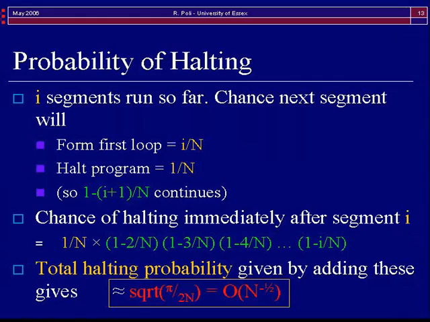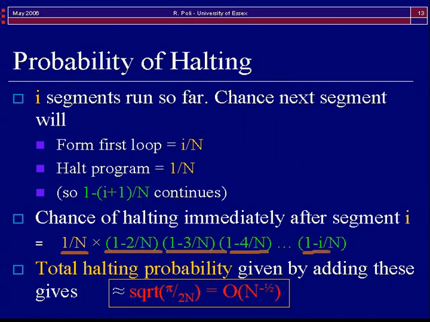So what I'm looking at here now is, supposing we've run I segments so far, the chance of forming a loop is simply I divided by the number of segments. The chance of halting is simply 1 in n, and of course the difference between those is the chance of essentially continuing. Now the chance of halting immediately after segment I is the chance of 1 in n, as before, times the chance that we haven't already halted, or the chance that we haven't already got stuck in a loop, which is there in green.